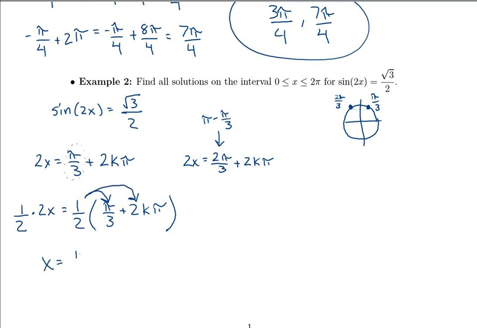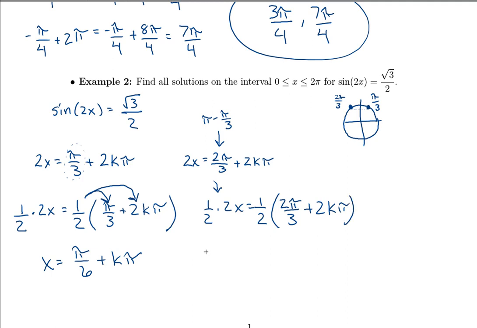so 1/2 times pi over 3 is pi over 6. As I distribute, that 1/2 multiplies by that, and I get plus k pi. And then the same thing here, 1/2 times 2x equals 1/2 times 2 pi over 3 plus 2k pi, which is x equals, the 2's cancel out, so that's just pi over 3 plus k pi. And then what I'm going to do is continue to add k pi until I get everything that's between 0 and 2 pi. So of course, pi over 6 is one of them. Pi over 3 is another one.